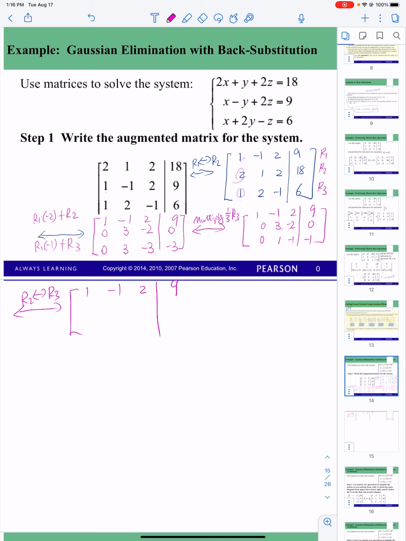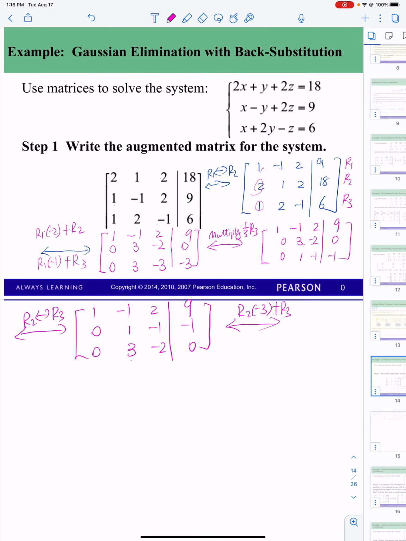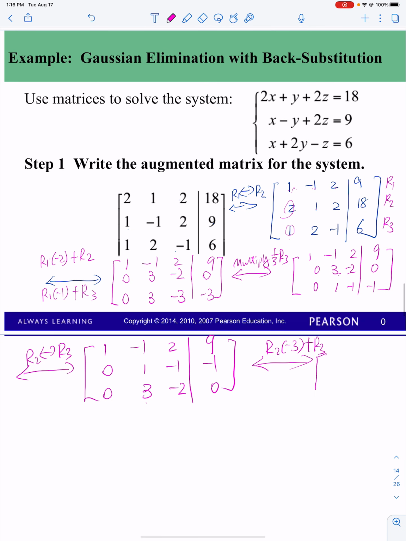Okay, so what do we have here? 0, 1, negative 1, negative 1, 0, 3, negative 2, 0. You with me? So now we have a 1 here. Then how could you get rid of this 3? So your R2 times negative 3 plus R3 again. Okay, so what will you get? What will you get? 1, negative 1, 2, 9.